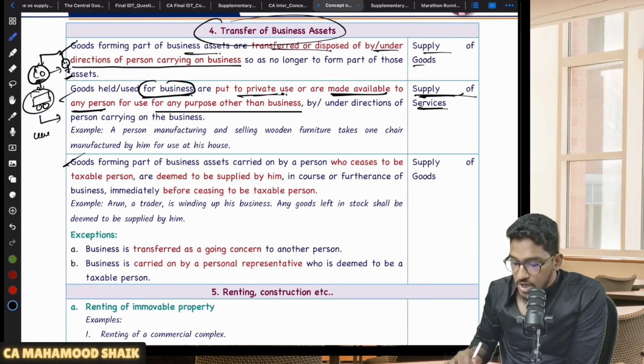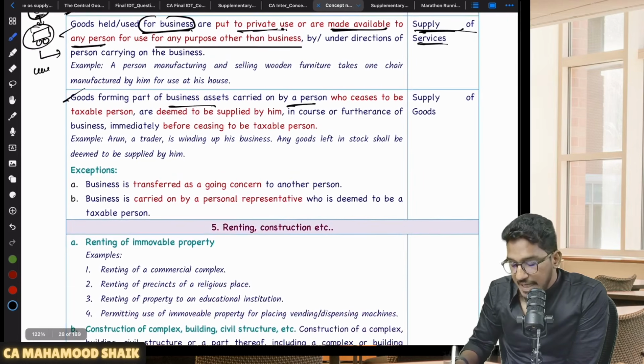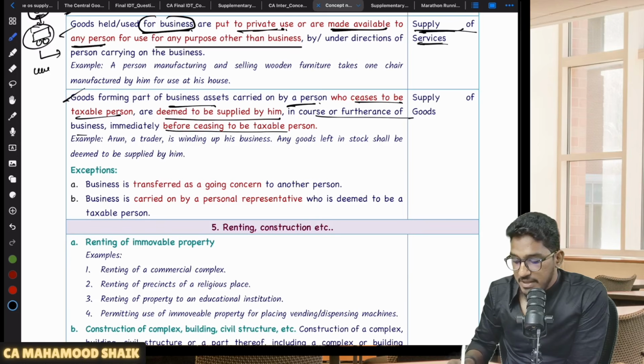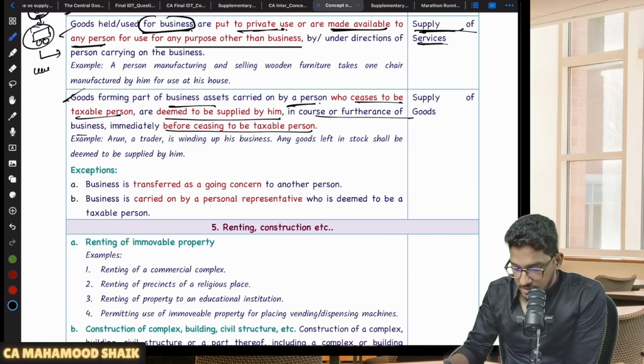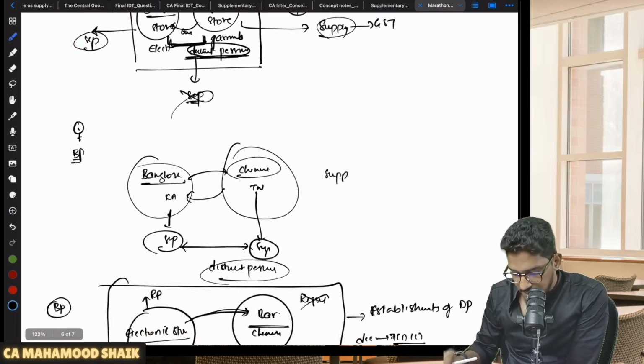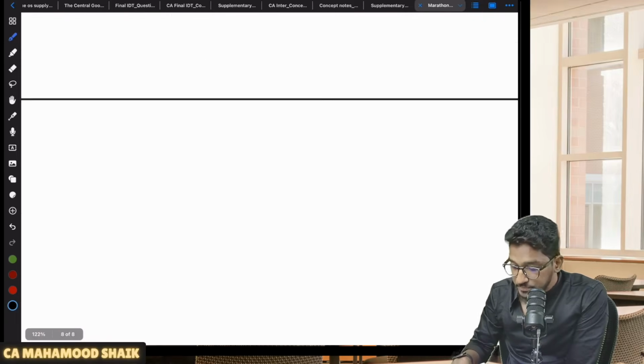Next, the last one. Goods forming part of business assets carried on by a person who ceases to be a taxable person are deemed to be supplied by him in the course or furtherance of business immediately before ceasing to be a taxable person. Sir, now what is it? It has a linkage with the registration and ITC chapter. I will tell you in one simple logic, just that much you remember.